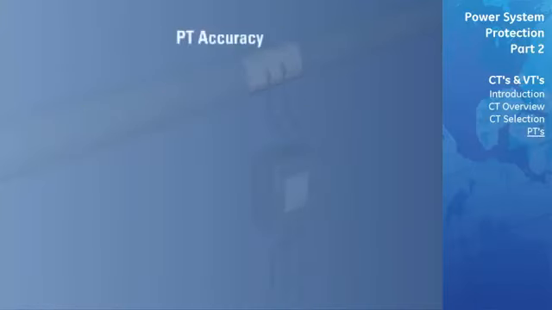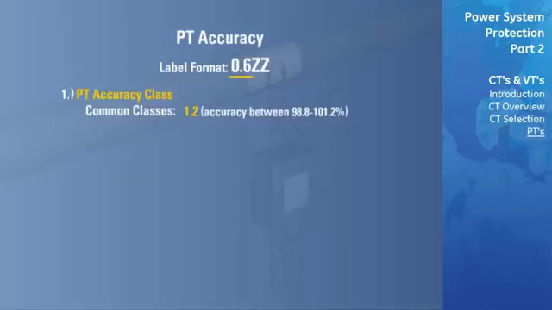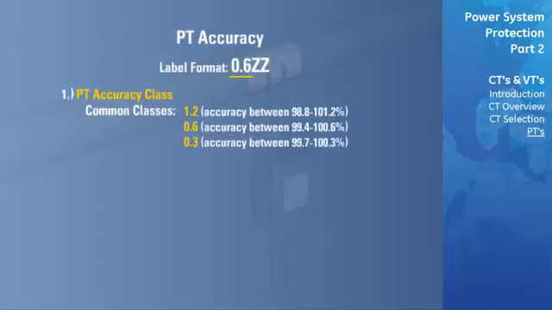The accuracy of a PT's operation is specified in the displayed label format. The first item in the label indicates the accuracy class of the PT. The 3 common accuracy classes are 1.2, indicating PT accuracy between 98.8 and 101.2%, 0.6, indicating PT accuracy between 99.4 and 100.6%, and 0.3, indicating PT accuracy between 99.7 and 100.3%.